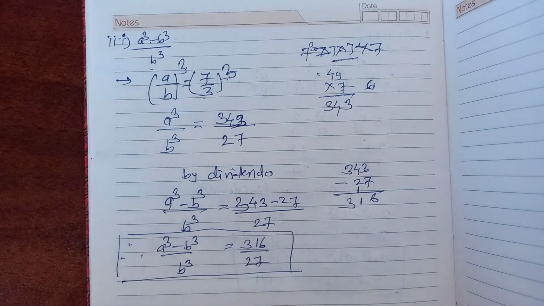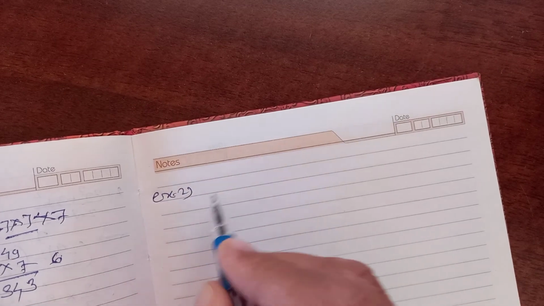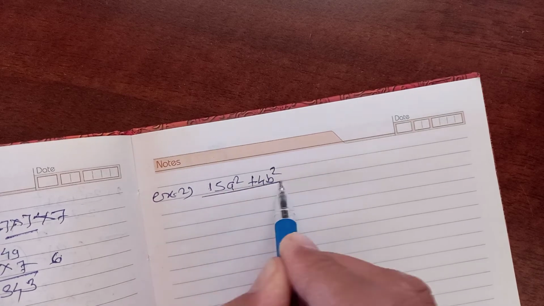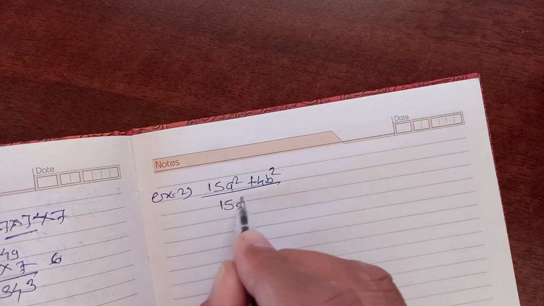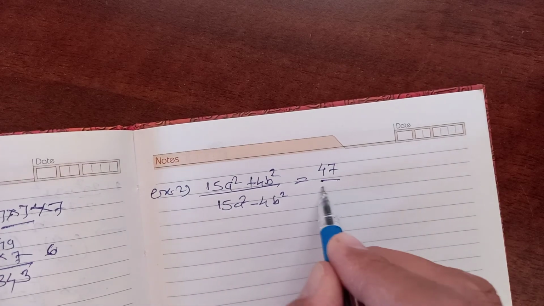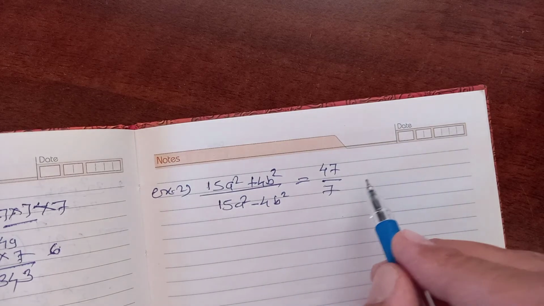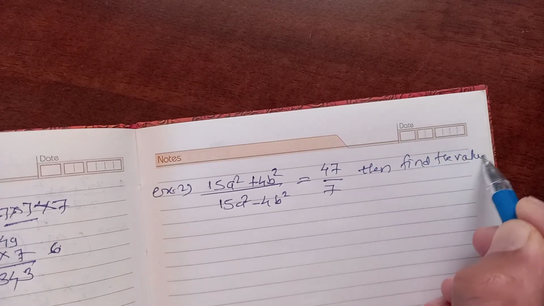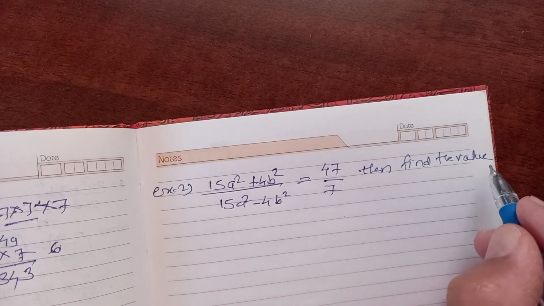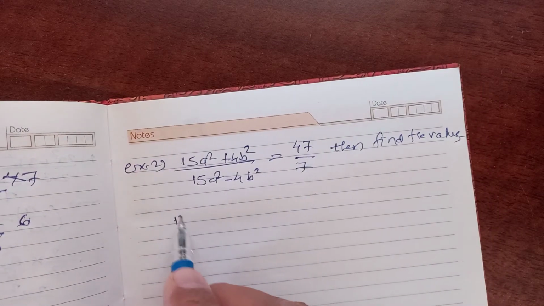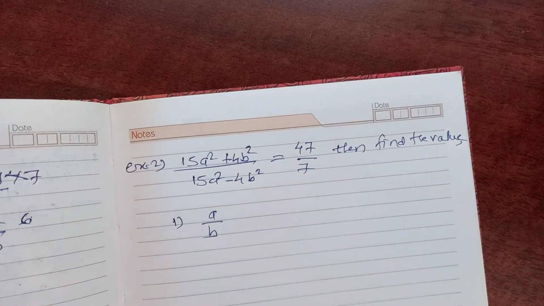So one more question we'll see on this one. The second question is given in the practice set. You have to solve some examples. 15a square plus 4b square upon 15a square minus 4b square is equal to 47 upon 7. Then find the value. This is given now. In the first example they have given a upon b. Now here they have given this one. So using this, what you have to find? First, you have to find the value of a upon b.